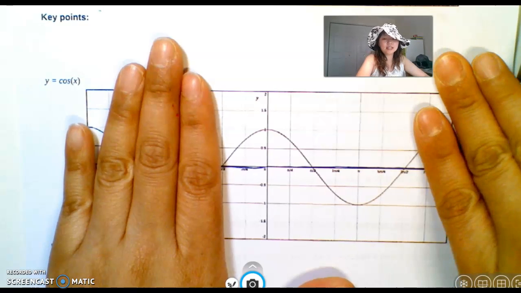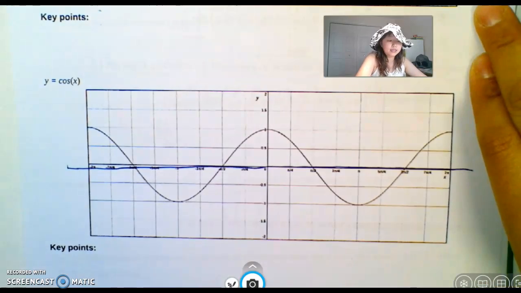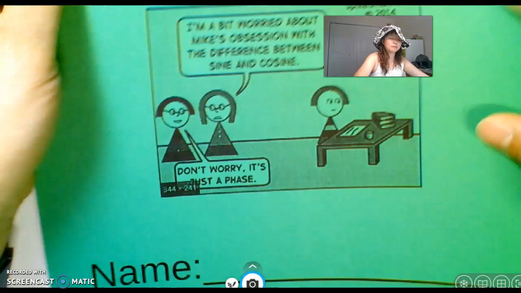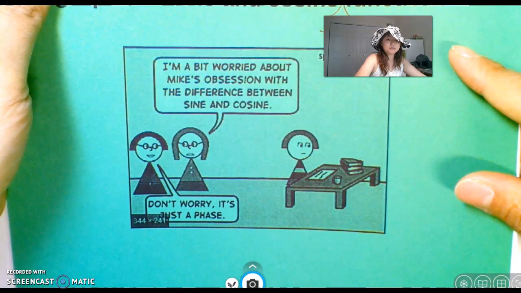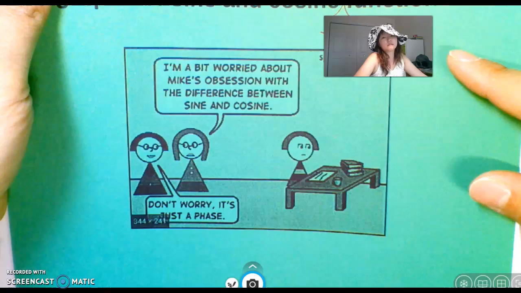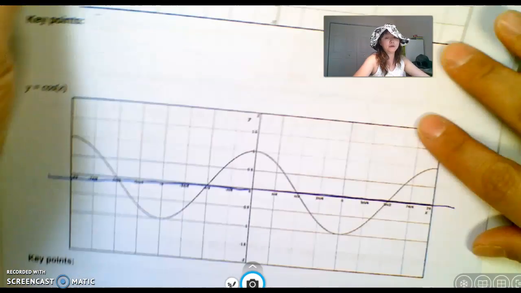See? Phase shift. Sine and cosine is really the same graph. It's just that things have shifted. Do you get the whole joke now in the beginning, on the cover page? Obsession with the difference between sine and cosine? There's no difference. It's just a phase. That's what the cartoon is about.